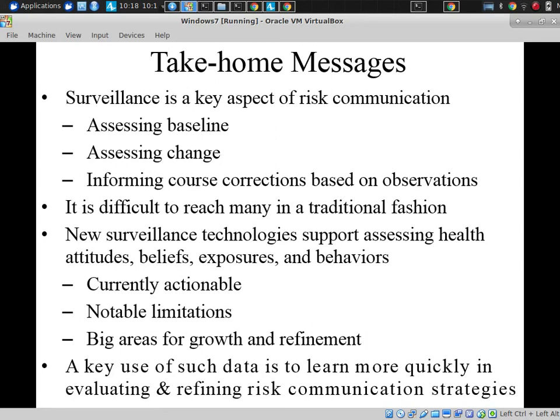And a key use of this data is to learn more quickly in evaluating and refining our risk communication strategies, so that if we don't see success in nudging behavior, we at least know something about why we didn't. What was the narrative that shot that down quickly, so we can change our communication efforts. We can inform our efforts to be more savvy to the subgroups involved as we hear their voices online.